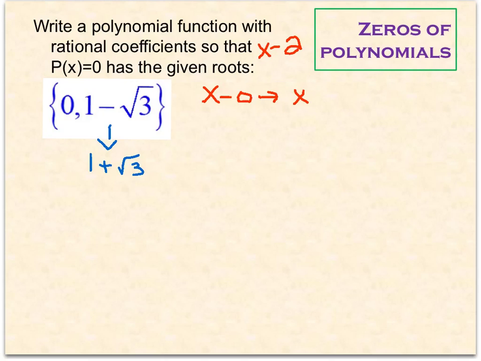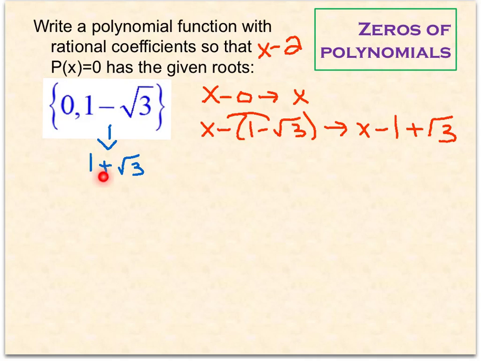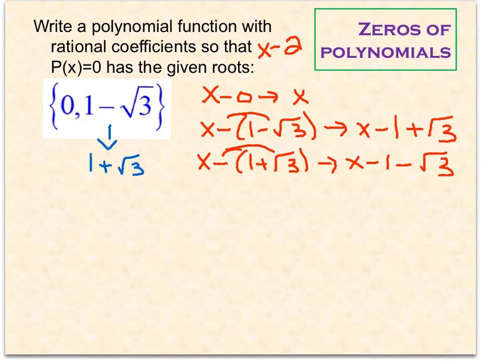So the linear factor that will represent 0 is going to be x minus 0, which is just x. The linear factor that represents 1 minus the square root of 3 is going to be x minus (1 minus the square root of 3), which, simplifying, just distributing here, we get x minus 1 plus the square root of 3. And then looking at our conjugate root here, 1 plus the square root of 3, it's going to be x minus (1 plus the square root of 3). And when we distribute, we get x minus 1 minus the square root of 3. So here are our 3 linear factors for our polynomial.